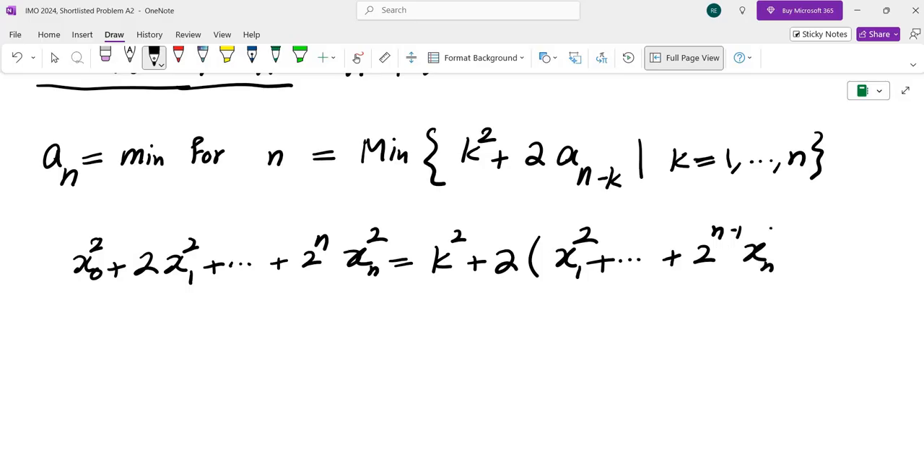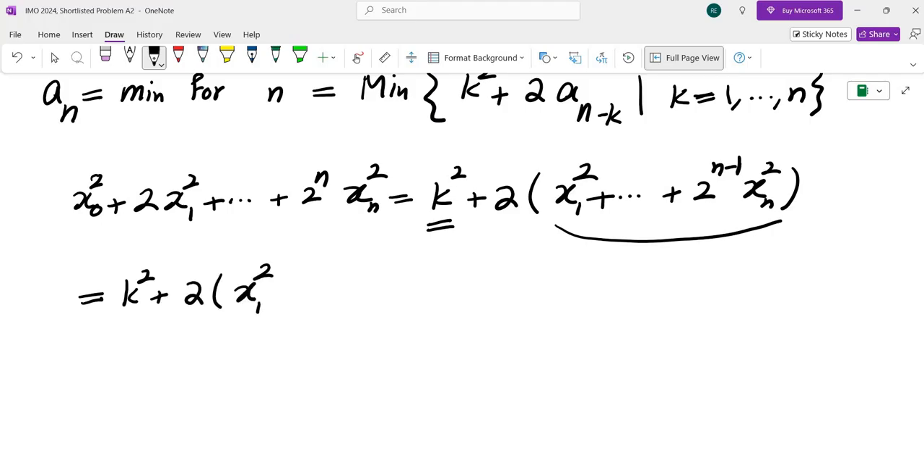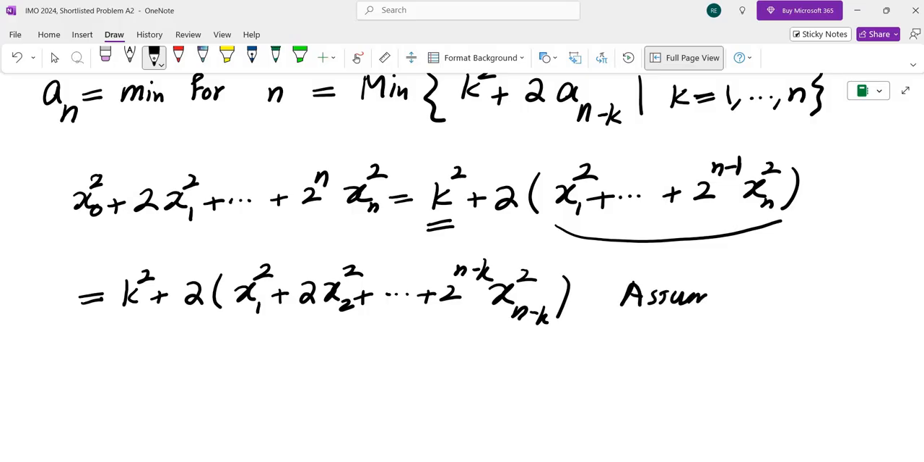Now, assuming that the sequence is decreasing, because here is k, the sum here is n minus k, and the tail of the sequence would have to be 0. So this would be k squared plus twice x1 squared, 2x2 squared, all the way to 2^(n-k) x_(n-k) squared. This is assuming that the sequence is in fact decreasing.